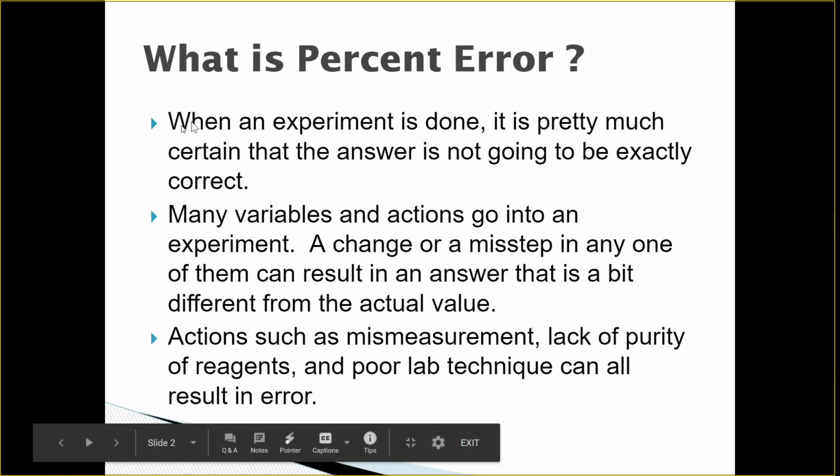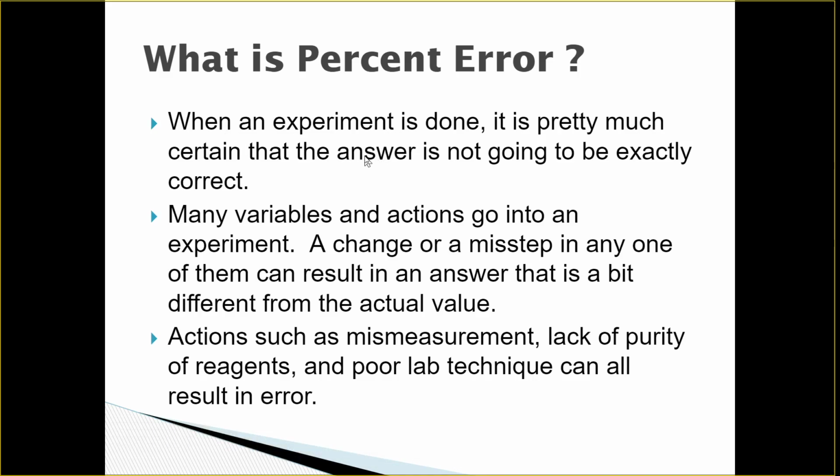When percent error is done, it's pretty much certain that your answer should not be exactly what the answer would be if every single thing went right. There's always going to be some variables that end up getting messed up. Because there's a lot of variables in action, with the human variable and the chances for little tiny things to get misstepped, you're going to have an answer that's different than the actual value.